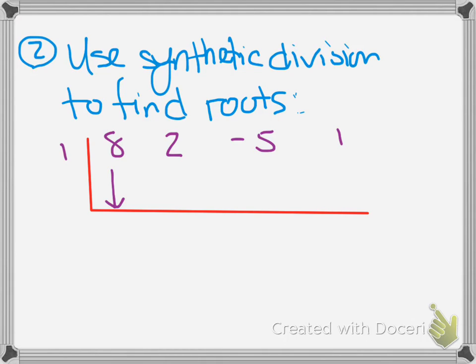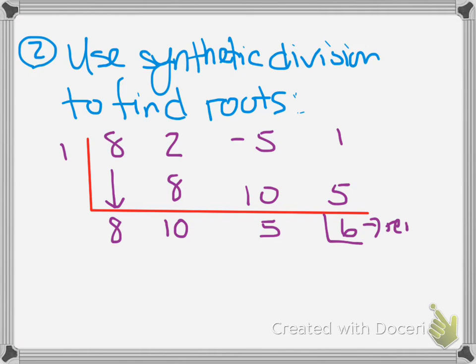So remember, in synthetic division, we drop the 8, we multiply by 1, then we add the column. 2 plus 8 is 10, 10, 5, 5, and the remainder is 6. So this tells us that this is not a rational root. So we'll try another one. In this case, we'll try -1.